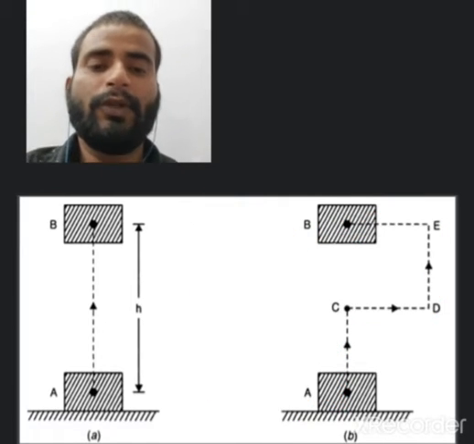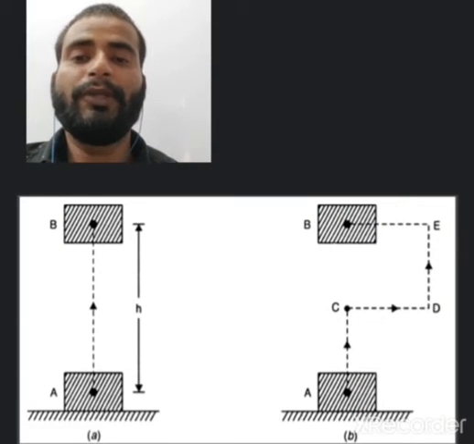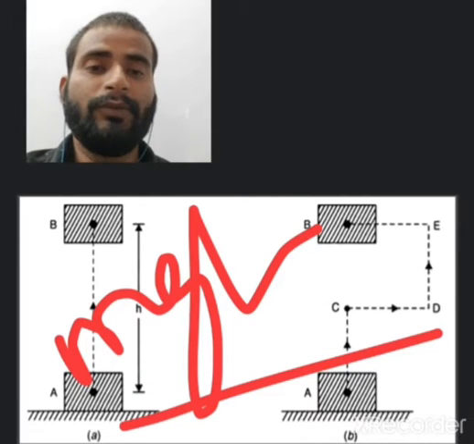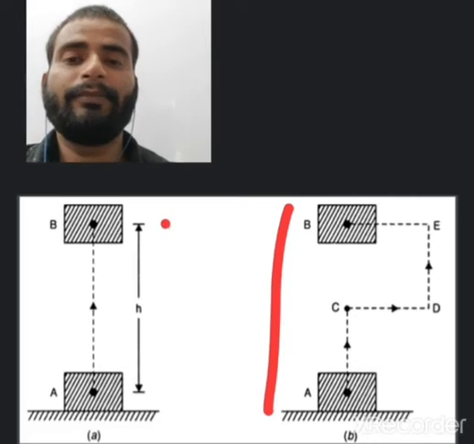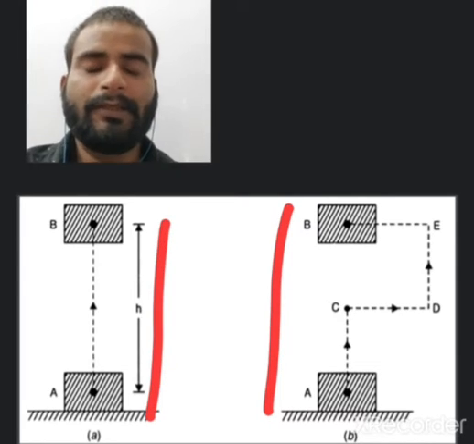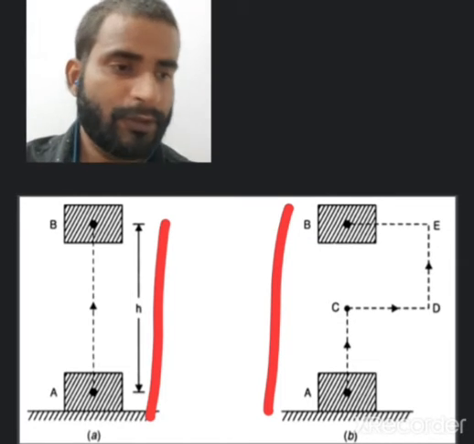So in this case also the potential energy is mgh, and in this case also the potential energy is mgh. The path of the body doesn't matter, but the actual height for both the bodies is the same. So for both the cases, what will the potential energy be? mgh. Okay.